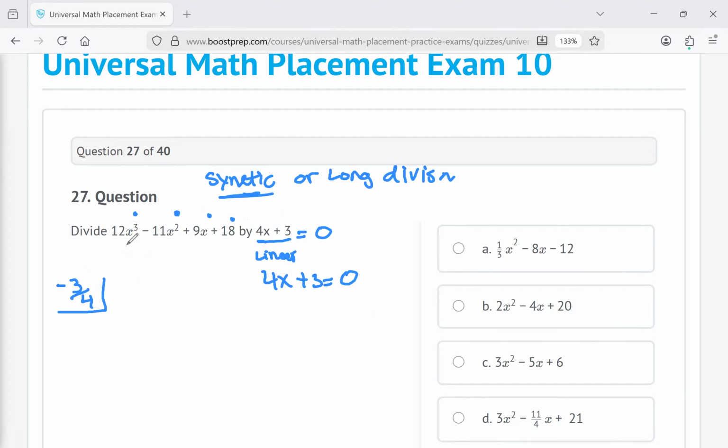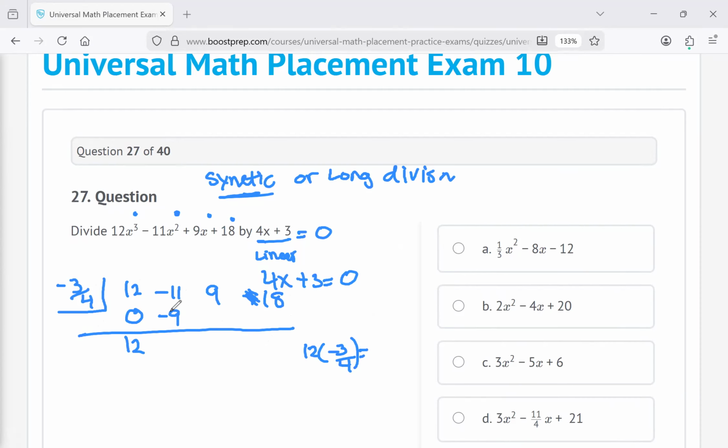So just use the coefficients. Starting with x cubed is 12, x squared is -11, x is 9, and the constant is 18. Then a placeholder under 12, so it's 0. So 12 plus 0 is 12. 12 times -3/4, you have to write it out, that's fine. That's -9. And then add them up vertically.